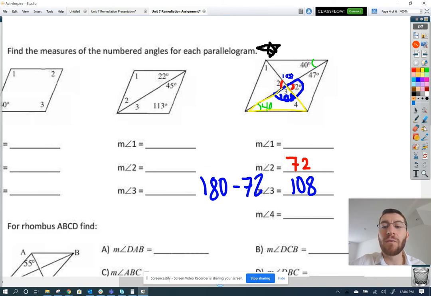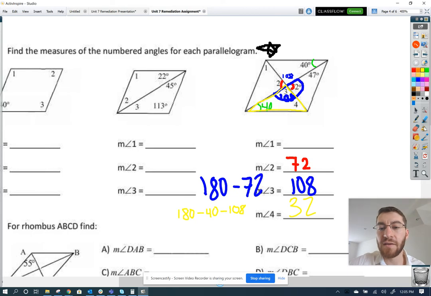This triangle has interior angles, these three angles right here, that add up to 180, okay? So the measure of angle 4 is going to be 180 minus 40 minus 108. And that's going to be the measure of angle 4. So we have 180 minus 40 minus 108, and that's going to get us 32.